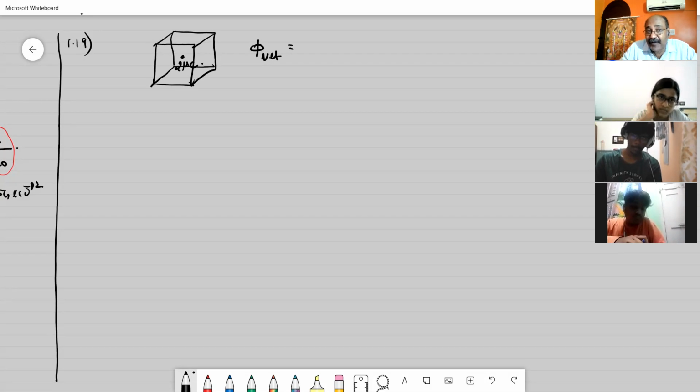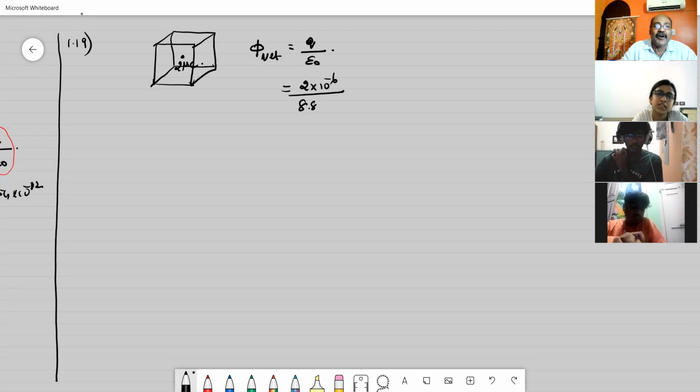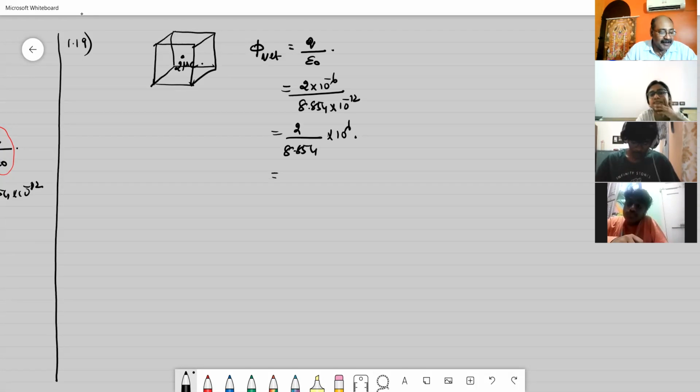The total flux or net flux, according to Gauss law, is q divided by epsilon 0. If it is for a single face, you divide it by 6. If it is for net, for all the surfaces, use the formula phi net is equal to q by epsilon 0. Q is 2 into 10 to the power of minus 6. Epsilon 0 is 8.854 into 10 to the power of minus 12. On simplifying, you can write 2 divided by 8.854 into 10 to the power of 6. When I simplify this, I get the answer as 2.26 into 10 to the power of 5 Newton meter square per coulomb.